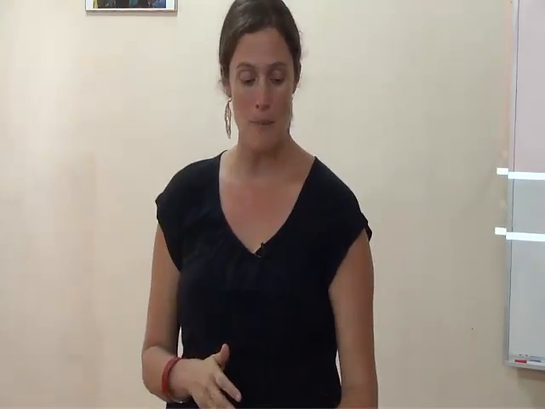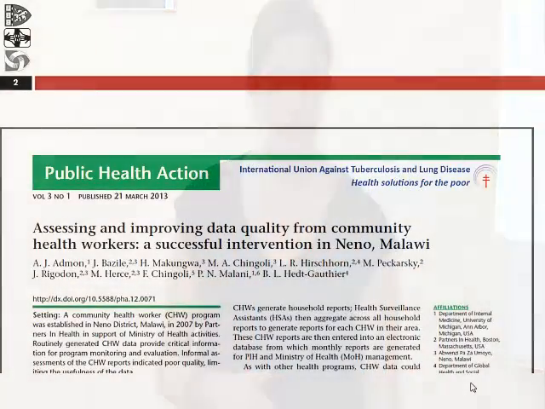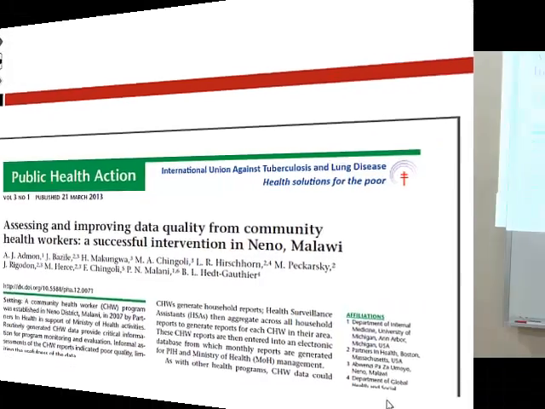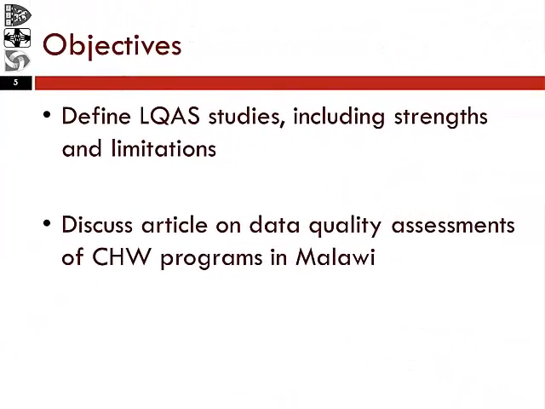So we're going to be talking about a particular study from the Partners in Health program in Malawi, looking at data quality of community health workers. So the goal for today's session: we'll be talking about what is lot quality assurance sampling. You'll see that abbreviated in my notes as LQAS. So what is an LQAS study? What is the strength and limitation of using this method? And then to discuss the article on data quality assessments of the Community Health Worker Program in Malawi.